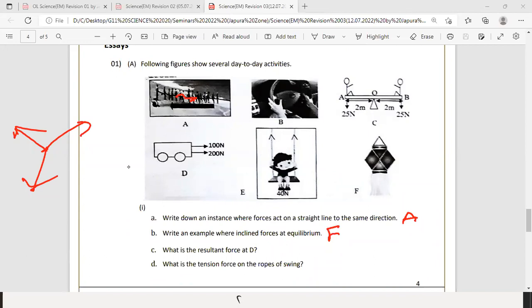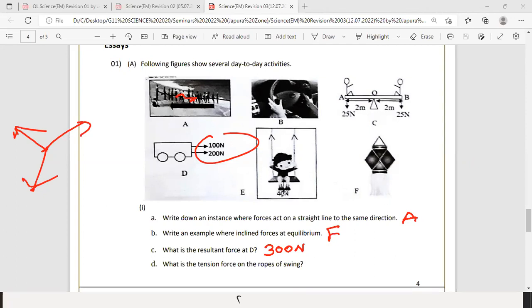What is the resultant of D? Yes, what is the resultant of D? Who can tell me the answer? Resultant of D? Himasha, Hanga, Damya. 300 Newtons. 300 Newton. Very good. It's 300 Newton. Very good. Excellent. Right. So you have to add, because both are parallel and in the same direction. What is the tension of the force on the ropes of the swing?